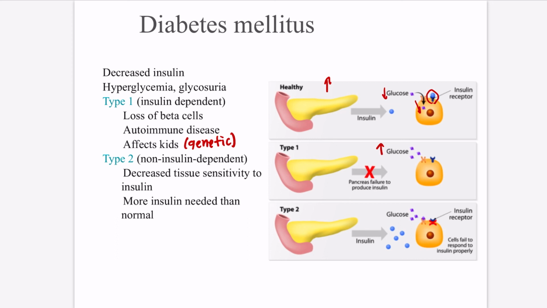Type 2 diabetes, unfortunately, their pancreas releases insulin, yet their tissues have a decreased sensitivity to insulin. Their receptors do not respond to insulin as effectively as they should. And so what that means is that they may need more insulin than normal. And so these individuals, they may have to watch what they eat because they don't have the mechanism to be able to decrease their blood glucose levels.